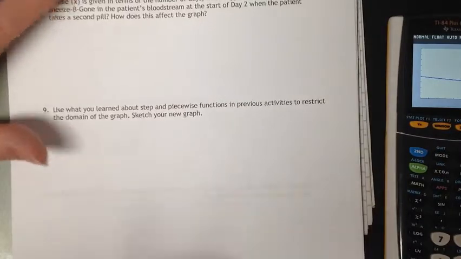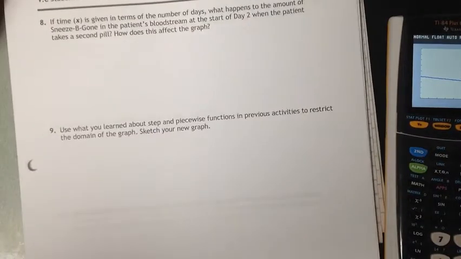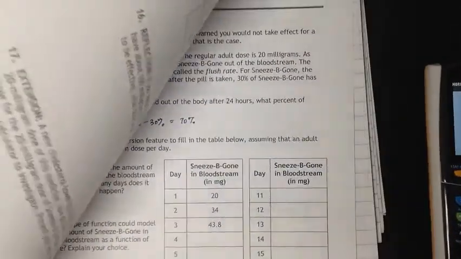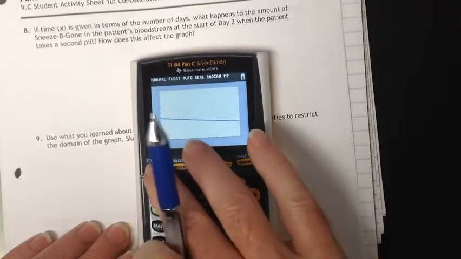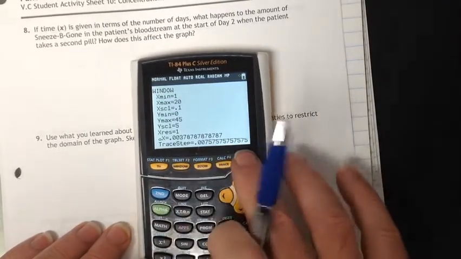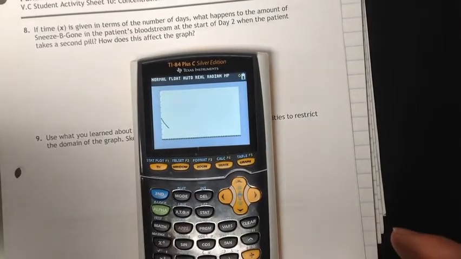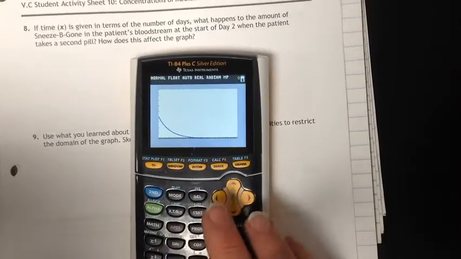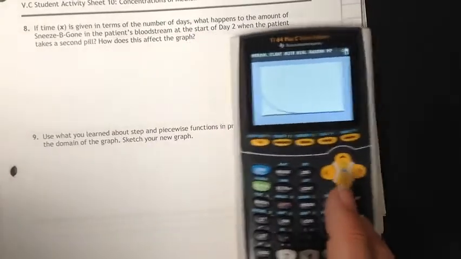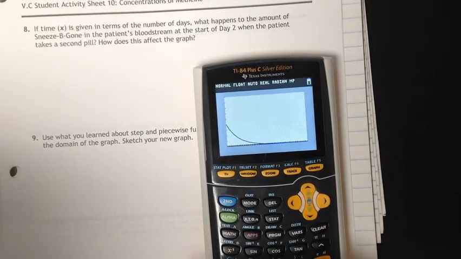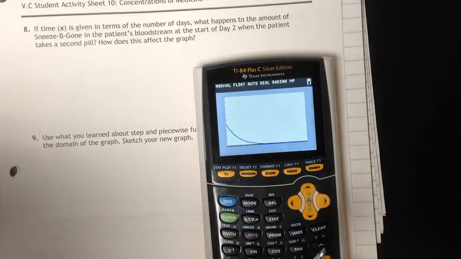If time x is given in terms of the number of days, what happens? So since our table over here went from 1 to 20, let's just put our window from 1 to 20. And we'll have that. All right. So if the time x is given in terms of the number of days, what happens to the amount of Sneeze Be Gone in the patient's bloodstream at the start of day 2 when the patient takes a second pill? How does this affect the graph?